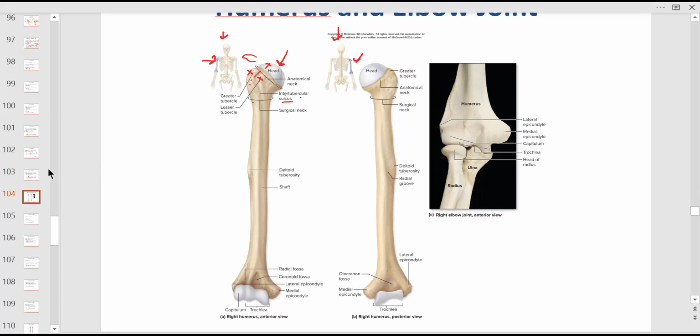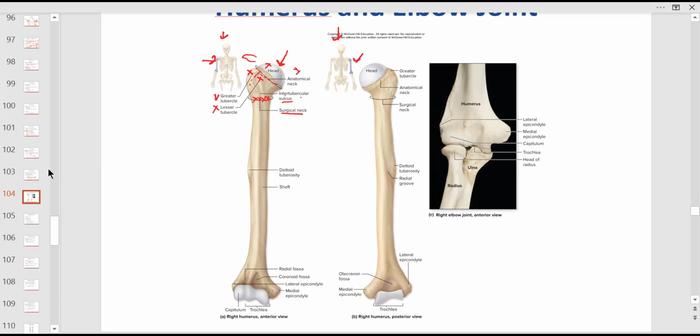And here's the anatomical neck up here. That's between the epiphysis, proximal epiphysis, and diaphysis, is the anatomical neck. Surgical neck, which is much more commonly fractured when you fall onto this, is below the metaphysis, more towards the diaphysis. So metaphysis is a space between the epiphysis and the diaphysis. So know the tubercles. These are really important, and know this is the anterior view.